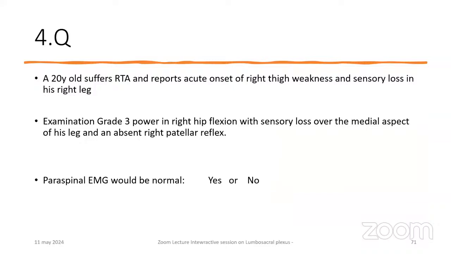A 20-year-old suffers a road traffic accident and reports acute onset of right thigh weakness and sensory loss in his right leg. Examination shows grade 3 power in the right hip flexion with sensory loss over the medial aspect of his leg and an absent right patellar reflex. Paraspinal EMG would be normal. Is it correct or incorrect?